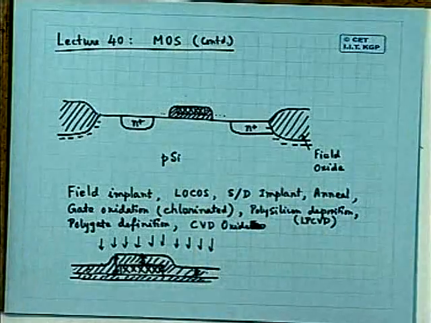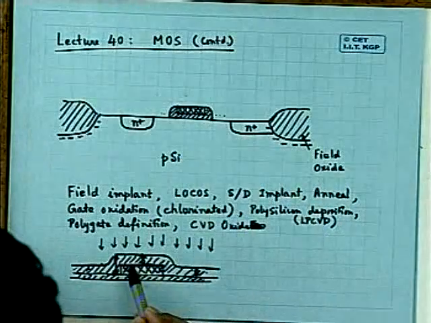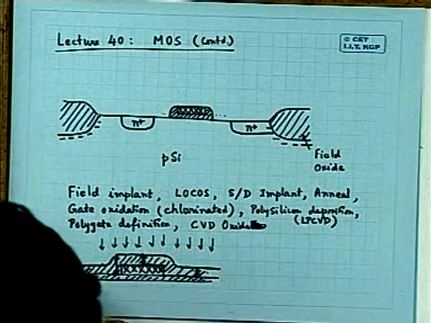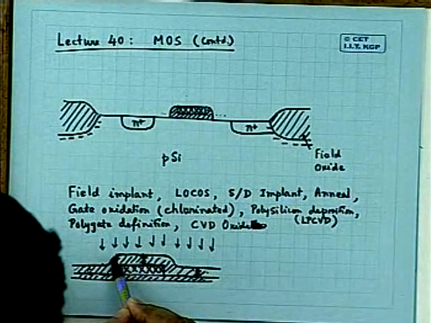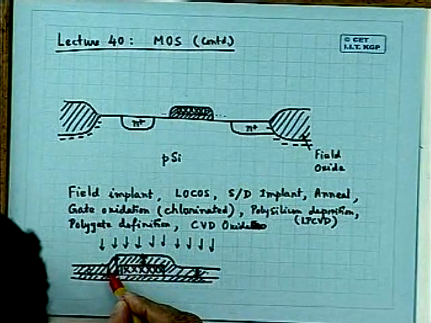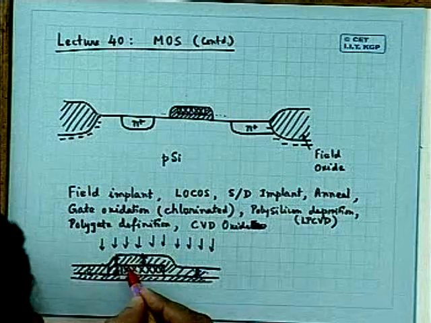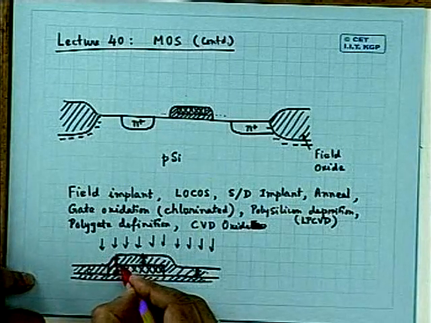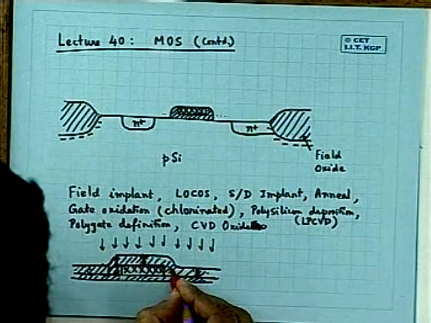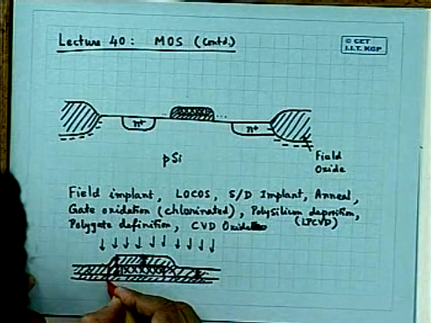You understand what has happened? Oxide has been removed from this region, oxide has been removed from this region or this region, but from this region it is difficult. So ultimately what will happen? Partly the oxide will be removed, but something like this will remain here. Something like this will remain here. This oxide will be removed.